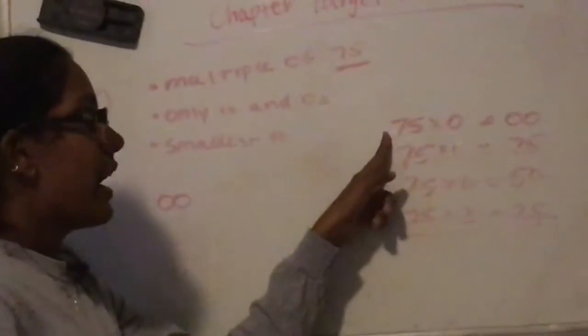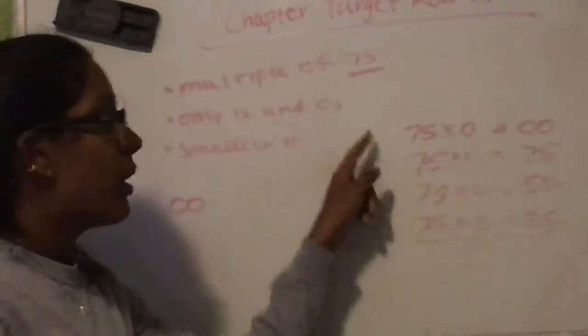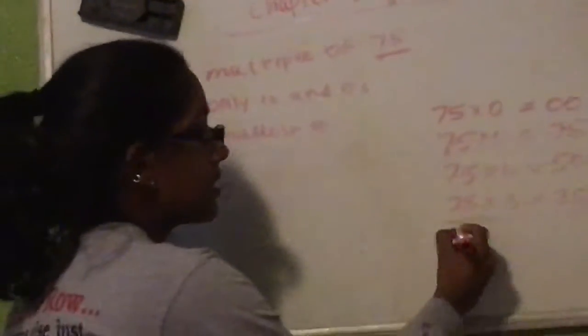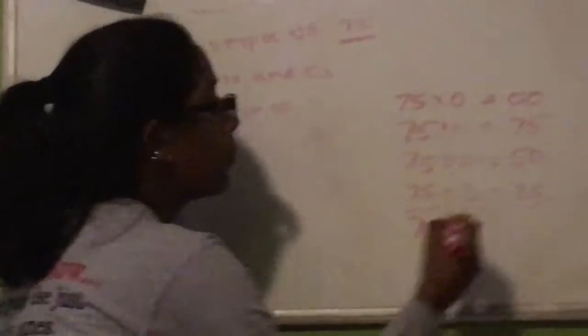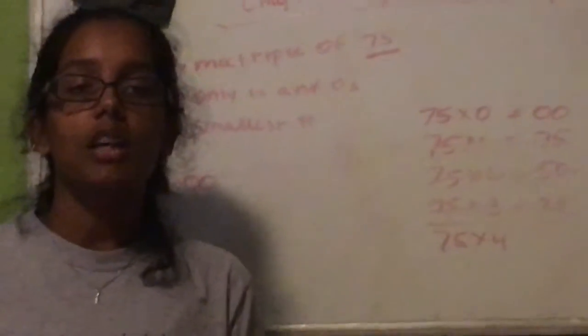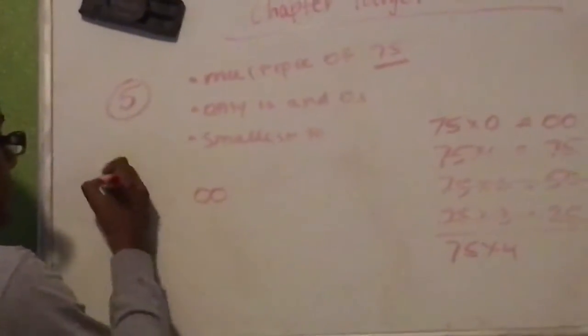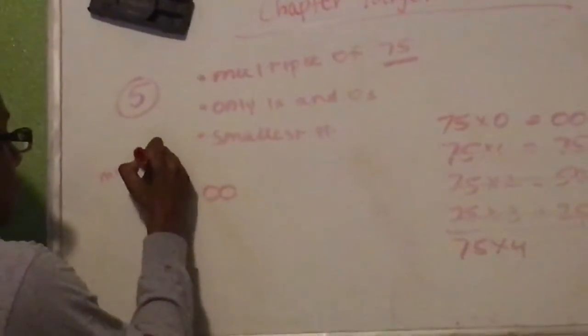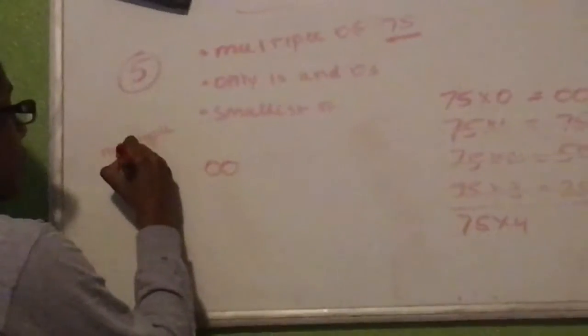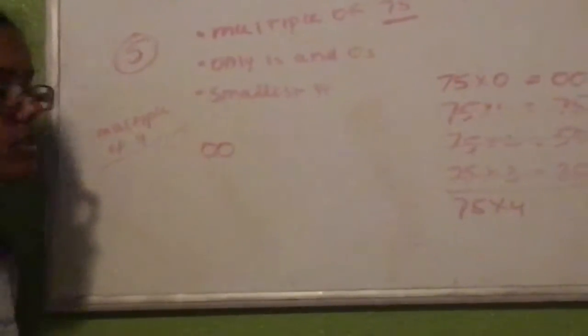If the number has to end in 0, 0, and we know that this pattern repeats every 4 numbers, we know that the number has to be a multiple of 4. Knowing this, we can further narrow down our choices. So we know it's a multiple of 4. We know it only has ones and zeros.